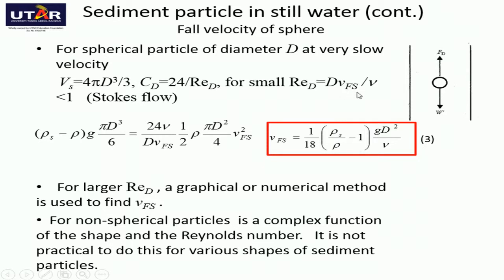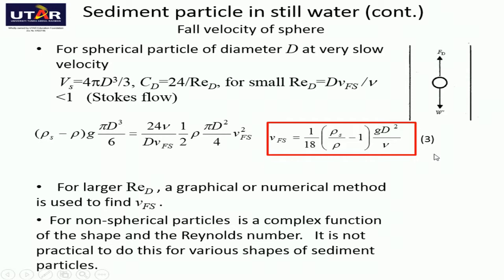and velocity Vfs. If we use this in the equation of motion of particles, equation 2 in the previous slide, the fall velocity Vfs can be solved as equation 3. Note that Vfs is proportional to the square of the diameter d. For large sediment particles, Cd is given graphically. So a trial and error type method may be used to solve for Vfs.